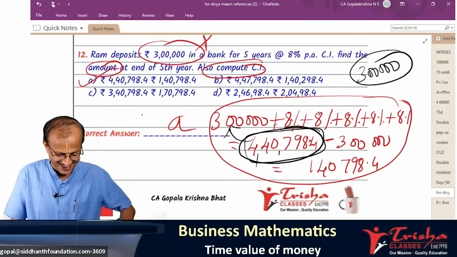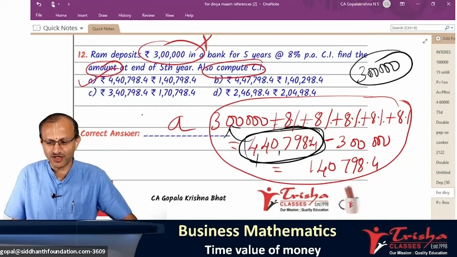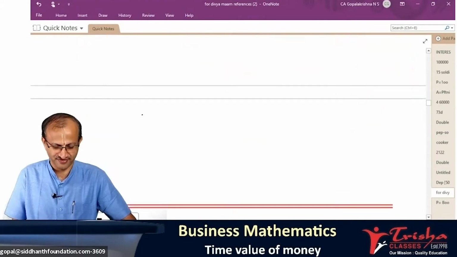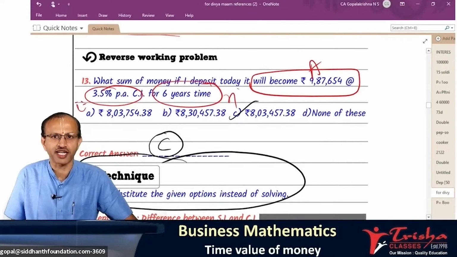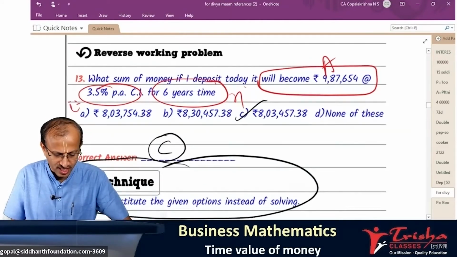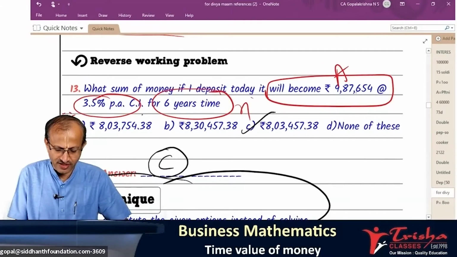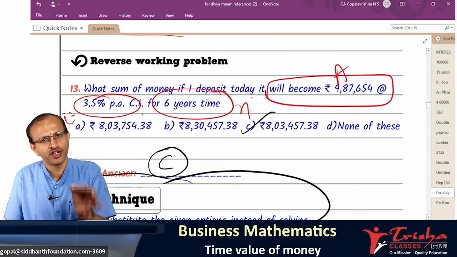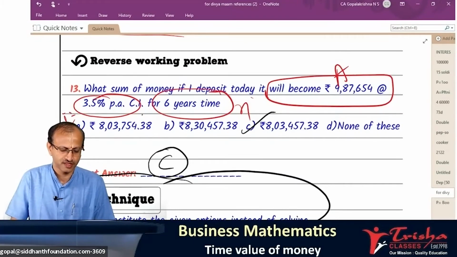Easy, shortcut. So many things you can do. Your calculator is so intelligent. But you should know how to use the calculator. Okay. Taking that logic, can we do something here? All of you help me. 9,87,654 divided by 1.035. Divided by 1.035 like that 6 times. Fast. Some response from you?